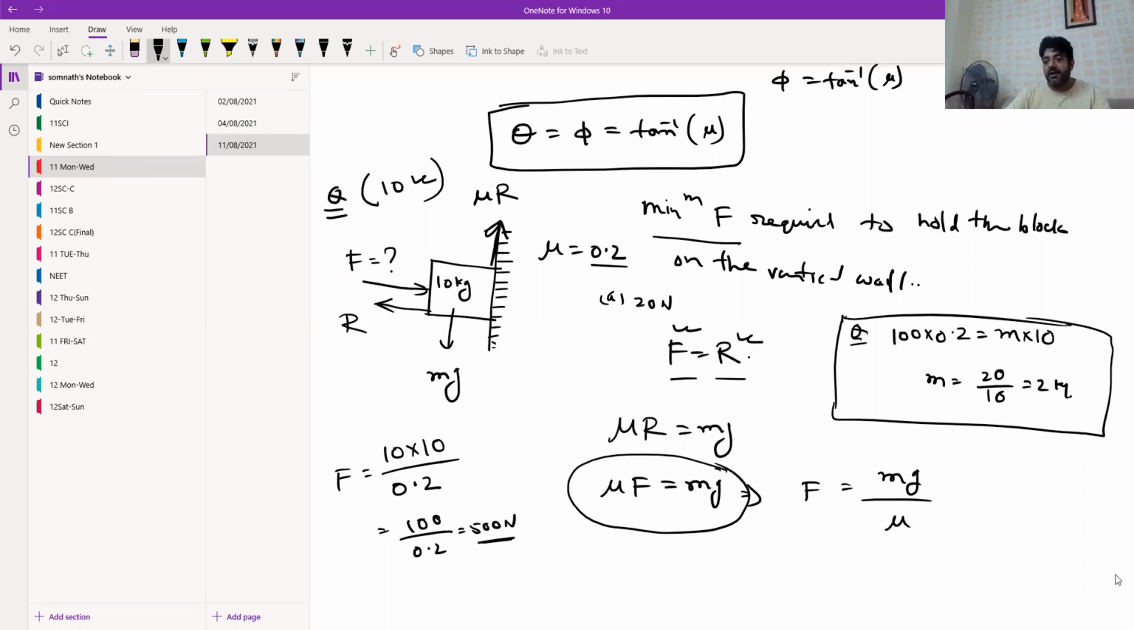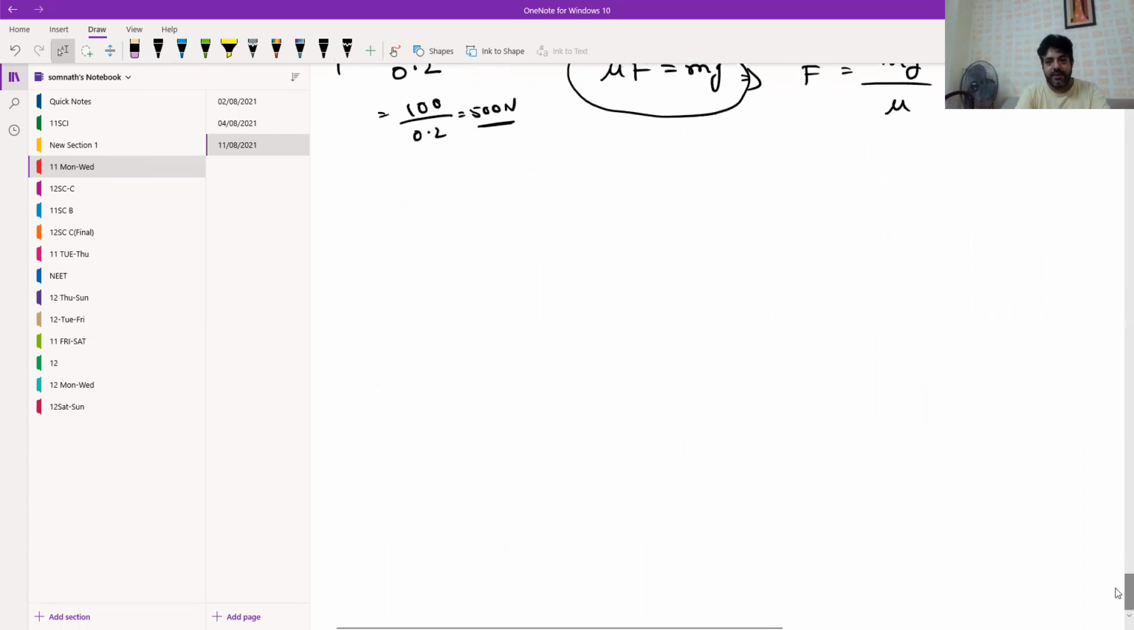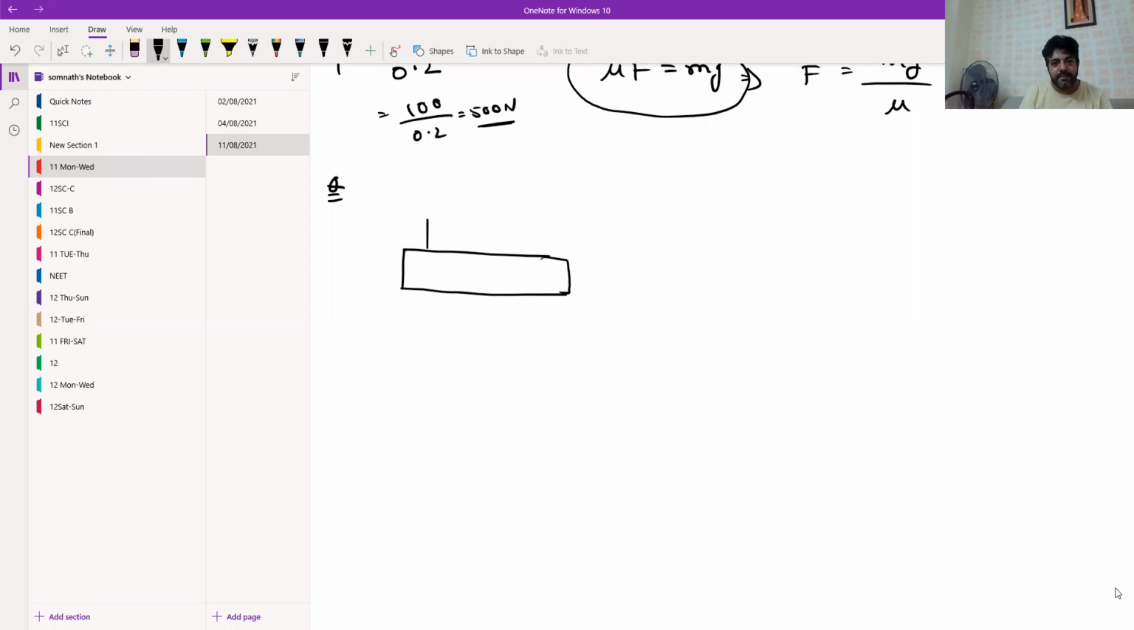Apart from that, I'm going to give you one more question that is also very, very important. Next type of question. The next type of question is, suppose you have 3 blocks, mass 2 kg, 3 kg, and 7 kg.